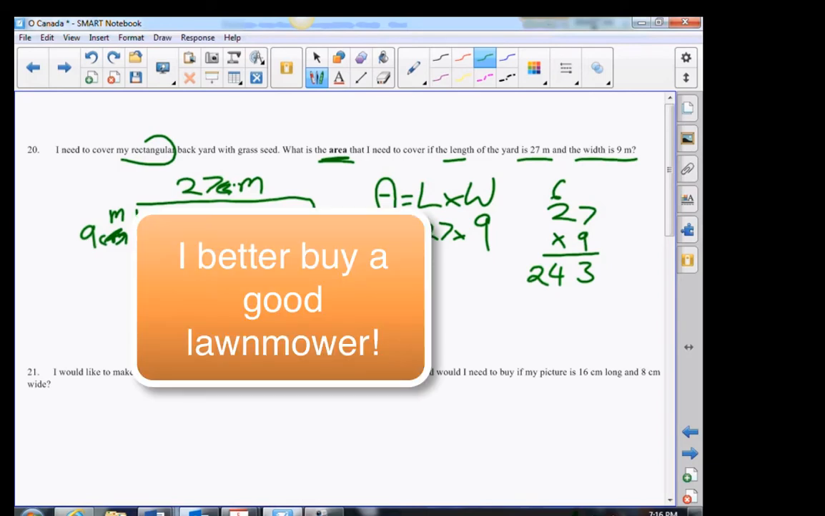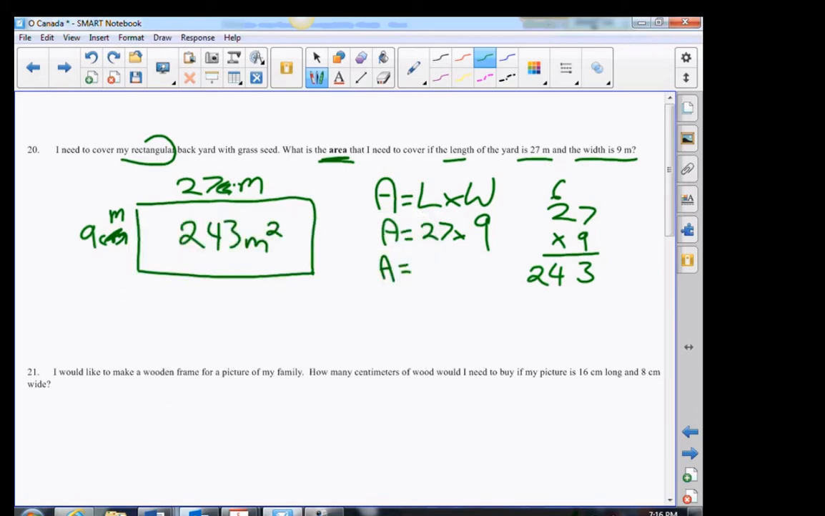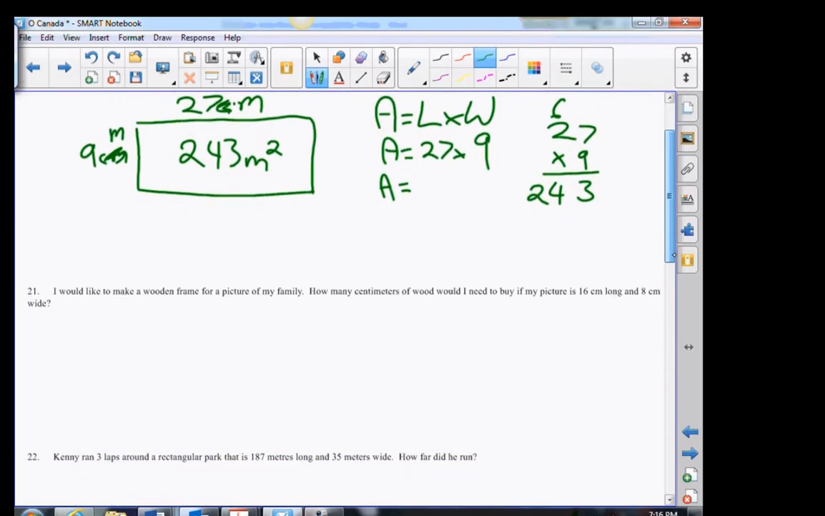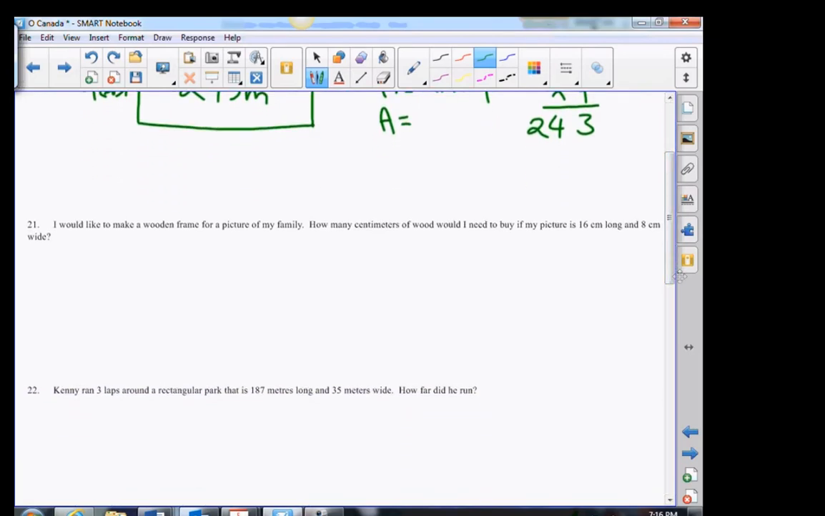Now, this is a word problem, so you would have to write a sentence. A sentence would be something like, I would need to get enough grass seed to cover 243 meters squared. That would be a fine sentence. Please avoid words like "it" or "that" instead of the noun grass seed. Be specific. Okay, 21. I would like to make a wooden frame for a picture of my family.